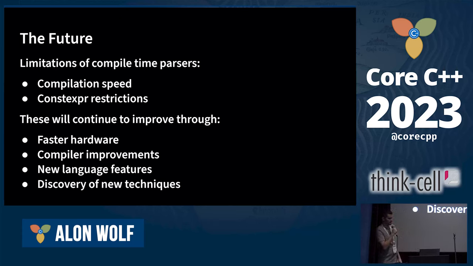We've seen that compile-time parsing is not something new. It was possible in C++11 or arguably C++98, and has continually improved since. The main limitations of this technique are compilation speed and context restrictions. And these often go hand in hand, because the tricks that we use to overcome the context restrictions are often what slows our compilation speed. We can assume that in the future it will continue to improve through faster hardware, compiler improvements, new language features, and discovery of new techniques.